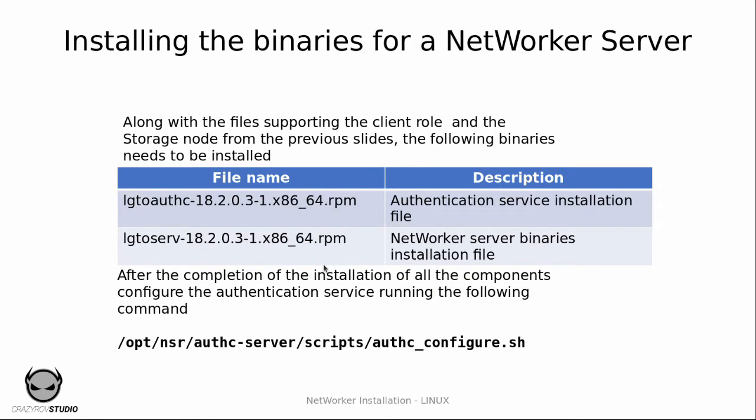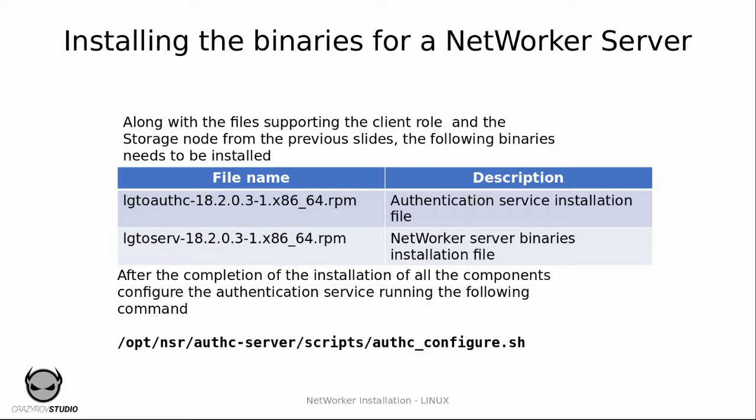The other packages that are available are the Networker server support packages. Since the Networker server stack contains both the client as well as the storage node, to use a server as a Networker server, you will have to install all the installation files that are required to run the client role, as well as all the installation packages used to run the storage node role. Along with this, you have the LGTOSERV, which is the server binaries, the NSRD and all the supporting binaries that you are supposed to have on the Networker server.